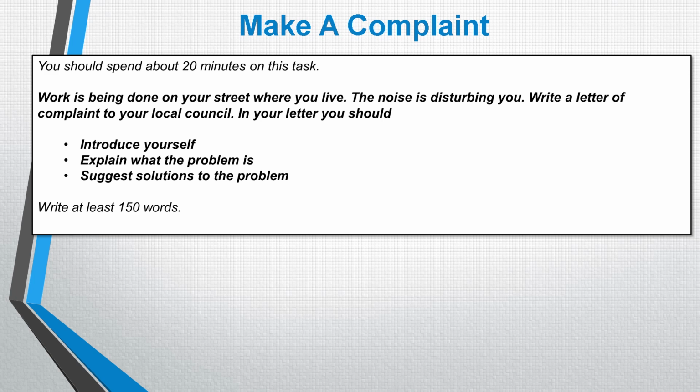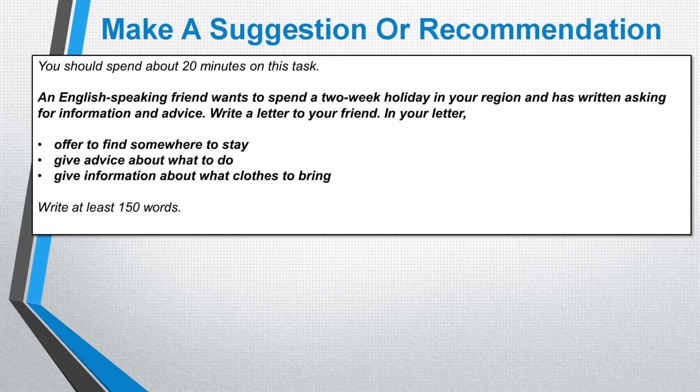The fifth type of letter is a letter of complaint. The example here is noisy neighbours, and you have to write a letter to the local council to complain about the noisy neighbours. And the final type of letter is one where you are asked to make suggestions or recommendations. Here you're making suggestions to a friend who is considering visiting your part of the world for a holiday.